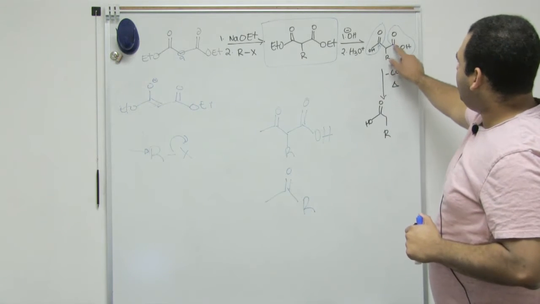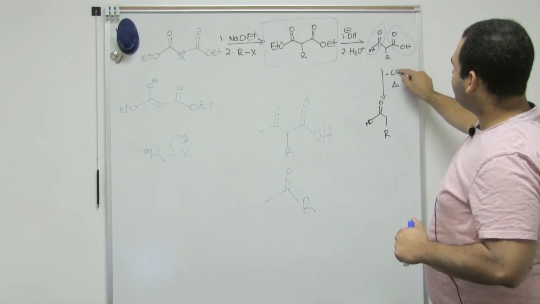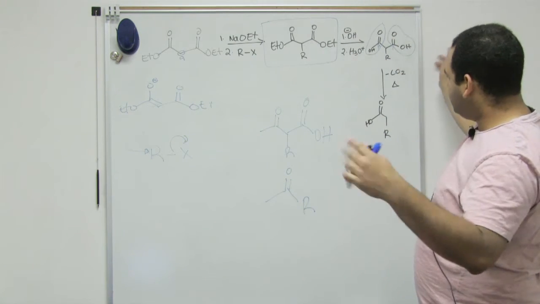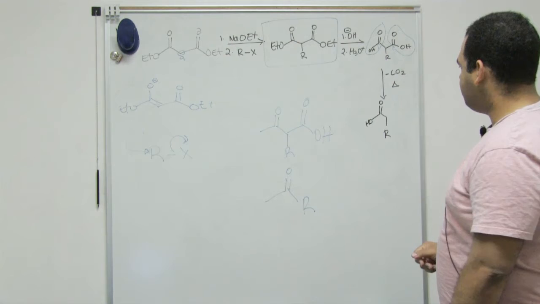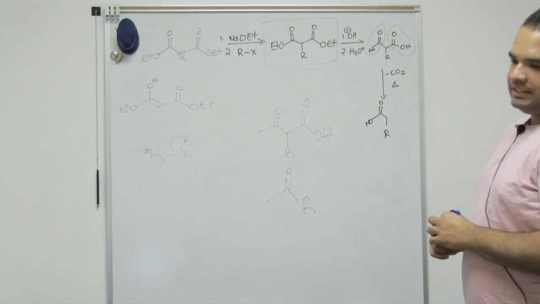Remember, they need to be beta. They cannot be alpha. These two carbonyl groups cannot be, I don't know, delta. They need to be in a beta position. And then we get our final product, which will be our carboxylic acid.